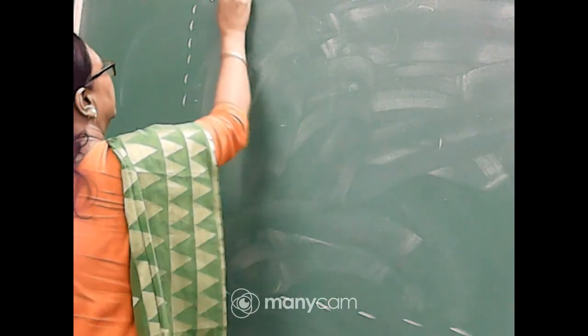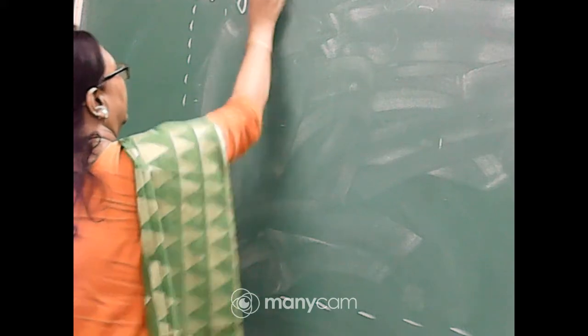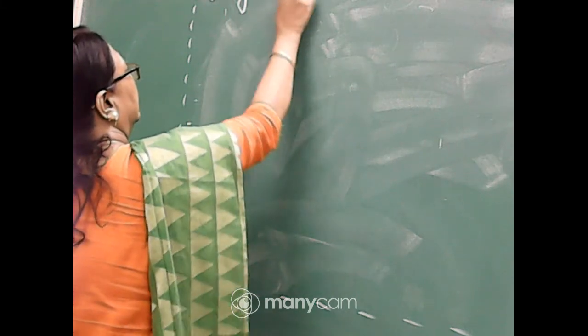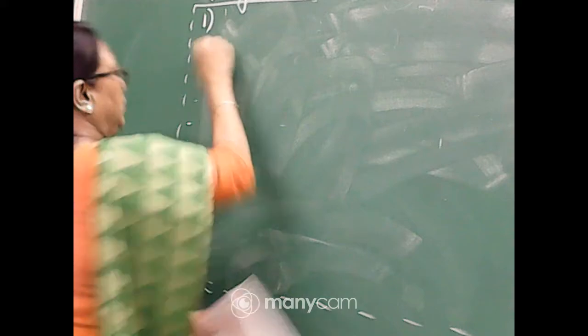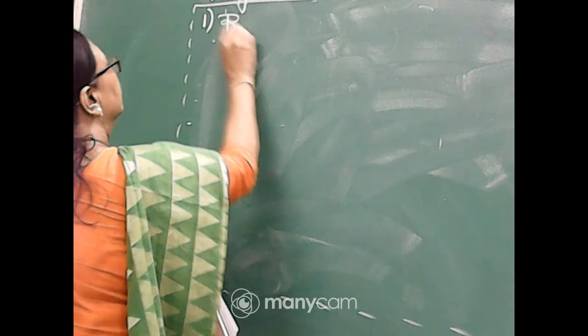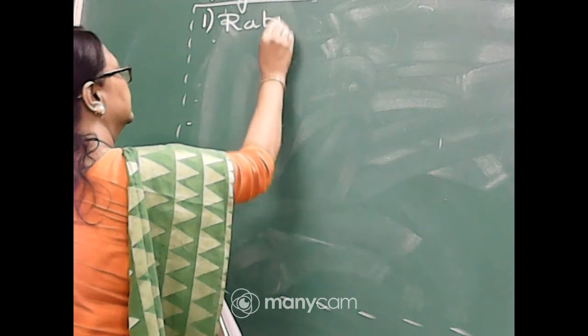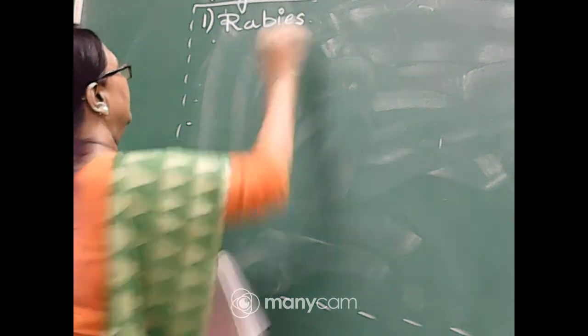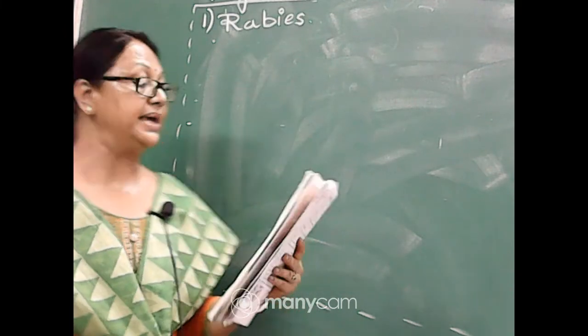Very short answers. What would be number one? Name the disease caused by a dog bite. It is rabies. Number one, write down rabies.